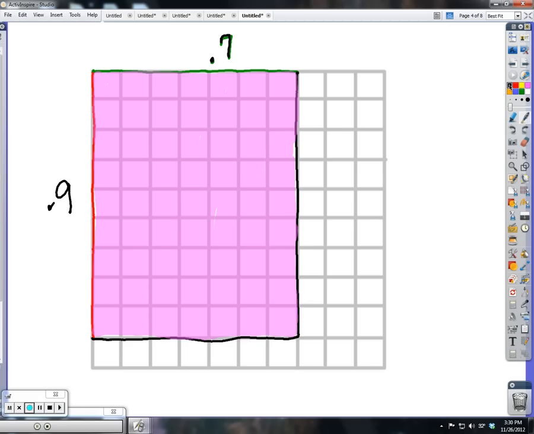Now, all that's left to do is count how many individual blocks we have. So that I don't lose count, I'm just going to put a small dot in each one. Now remember, these each represent 1/100th.